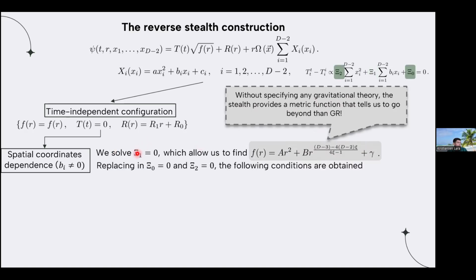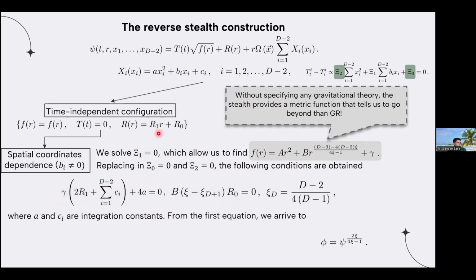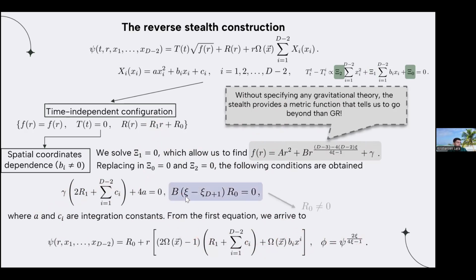So now, replacing the metric function in chi0 and chi2, the following conditions are obtained. Notice that a, c, i are integration constants, and from the first equation, we can isolate R1 and rewrite it in terms of gamma, Ci, and A, and replace it here. And we will arrive at the following stealth configuration. So basically, we have this guy, and now we have to solve the second one, the one here in blue.